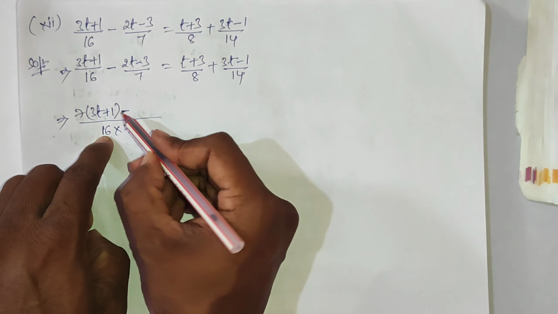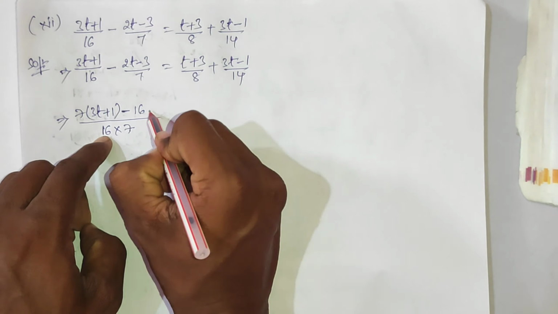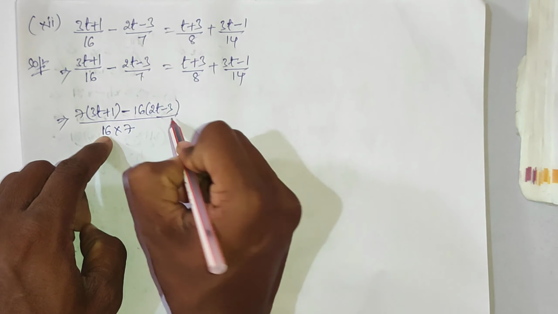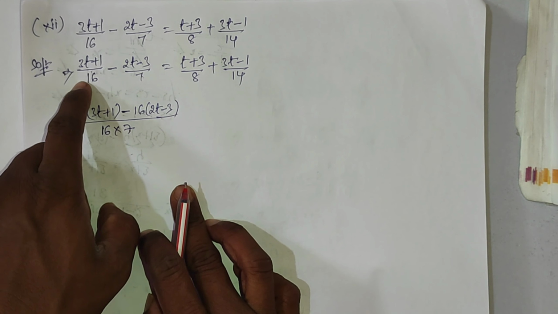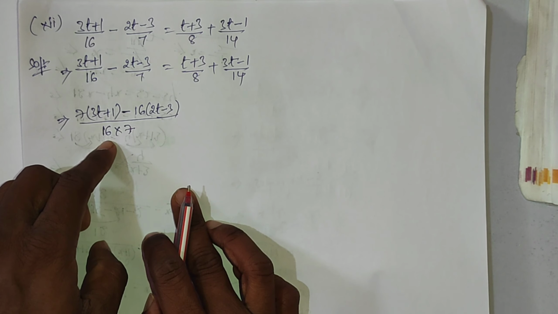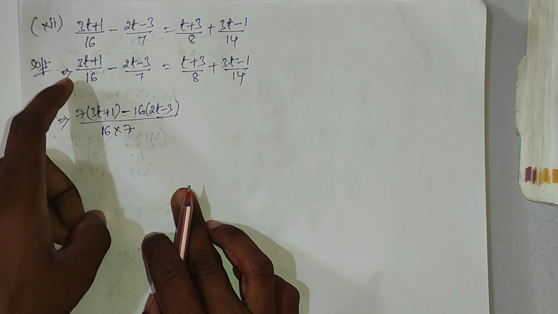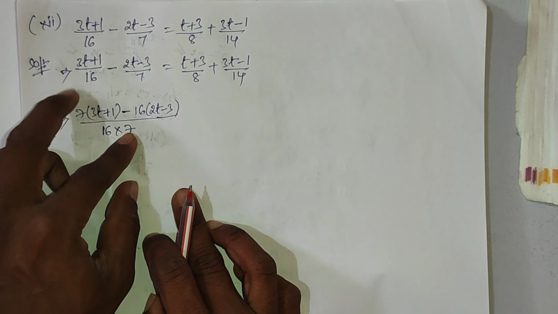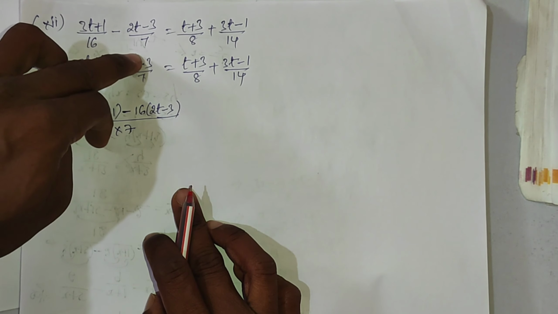What is the remaining here? 16. 16 times of the numerator, what is there here? 2t minus 3. Clear? If you want, just multiply 16 into 7. Then you will get here, what is the LCM? 112. In the 16 table, 112 again, 7 times. That's why I wrote the short form 16 into 7. Just I am multiplying this one with 7 and the second one with 16.